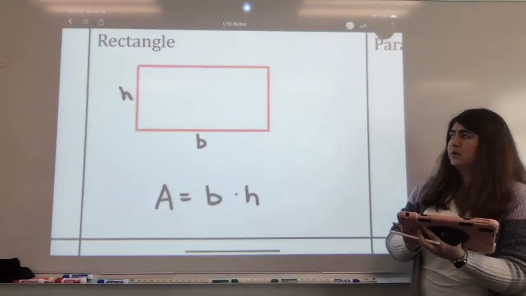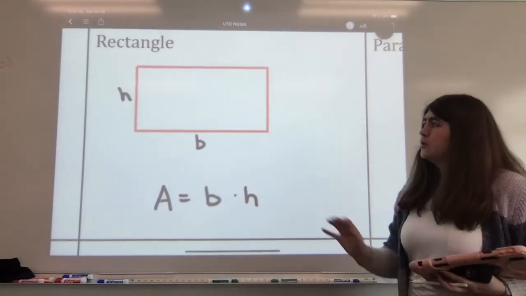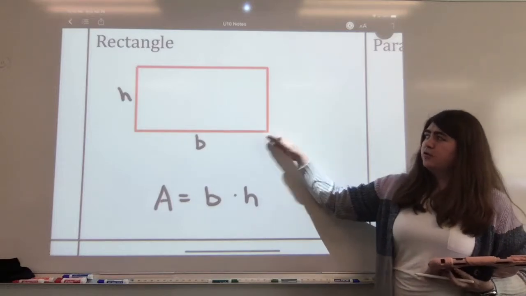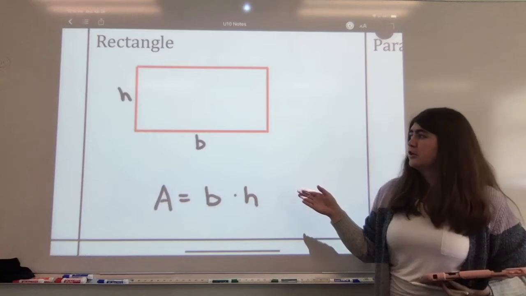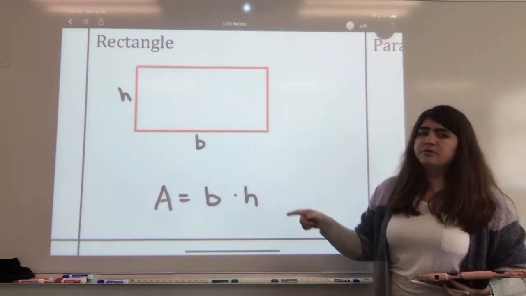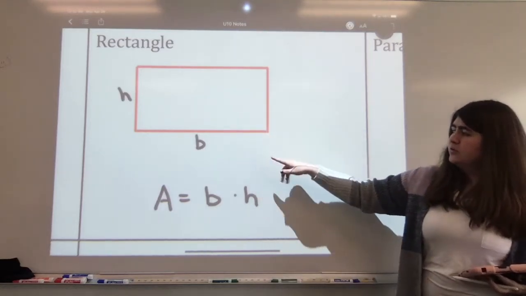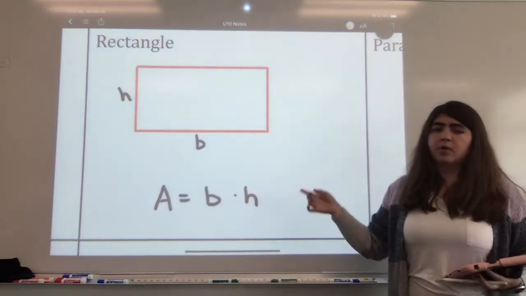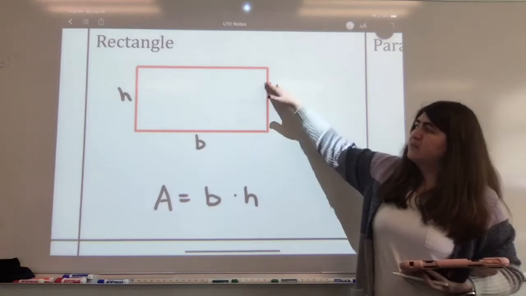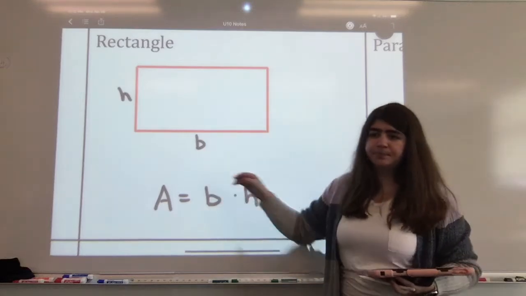Next we have a rectangle. A rectangle has 4 sides, our opposite sides are congruent and parallel to each other, and we have 4 right angles. And we use the base and the height. So area is equal to base times height, where height will for sure be one of the sides and the base will be the other.